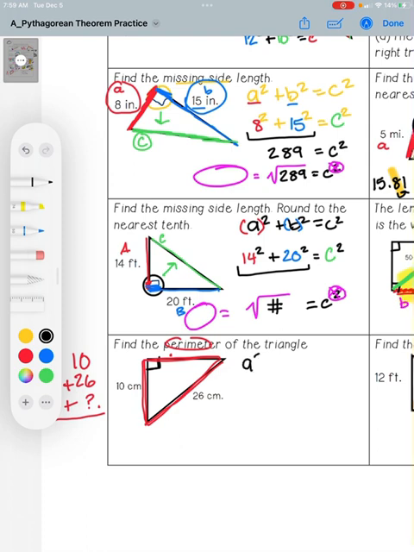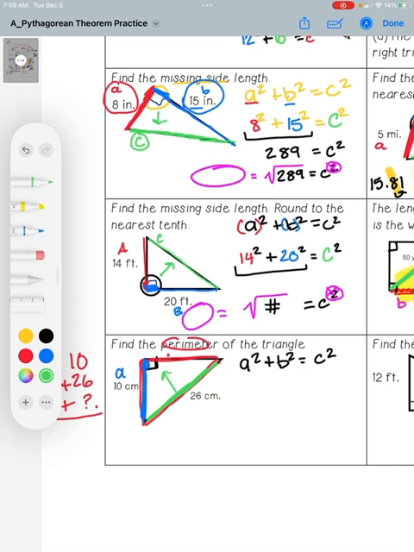So we've got a squared plus b squared equals c squared because I have a right triangle with a missing side. So we've got 10 here, and that does touch the right angle, so 10 is a leg. We've got 26, which does not touch the right angle, so this is not a leg, it's the hypotenuse, or C. And then we've got the missing side that does touch the right angle, so this is B.